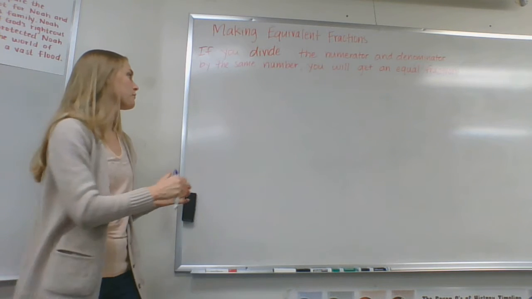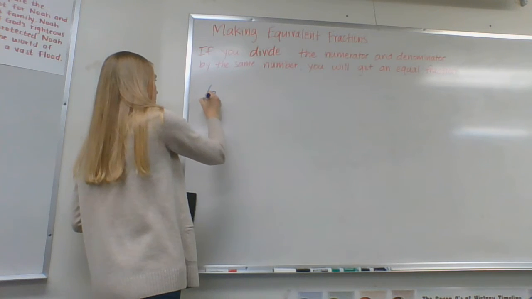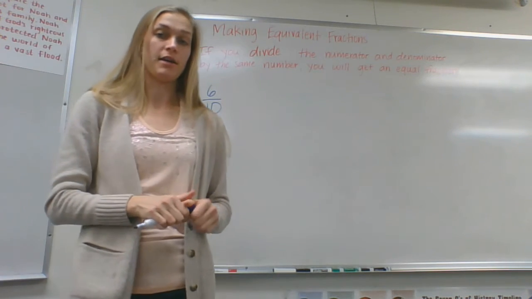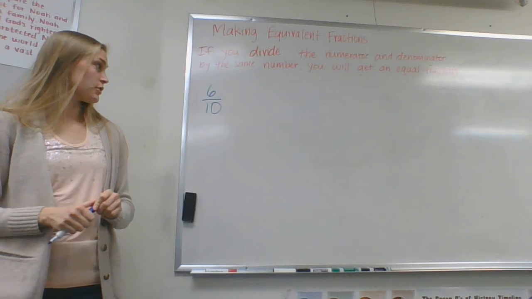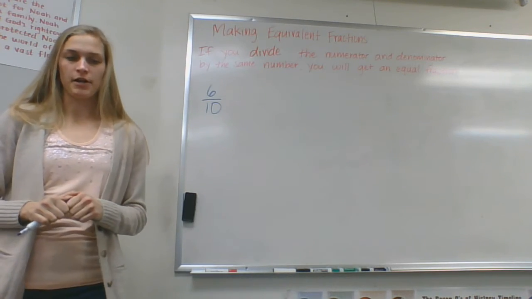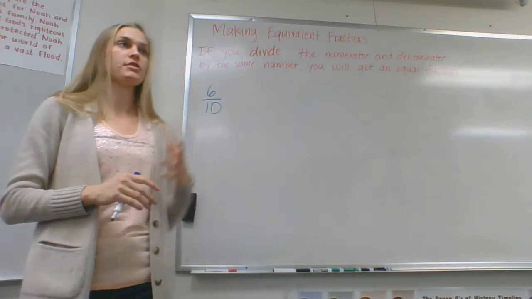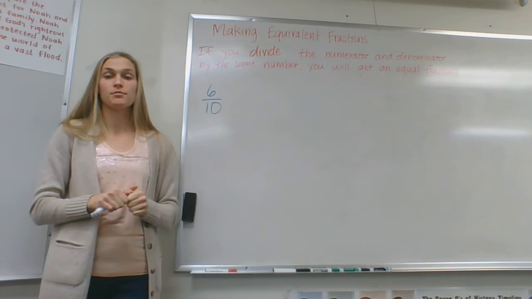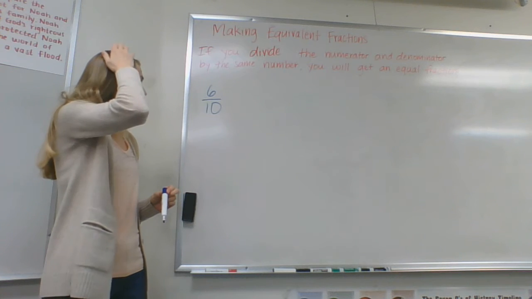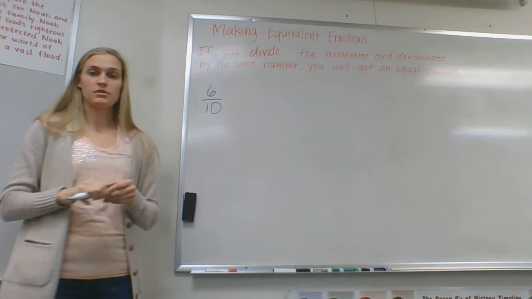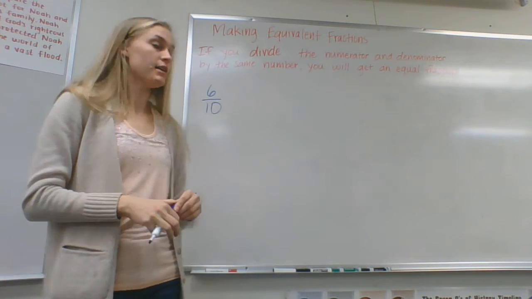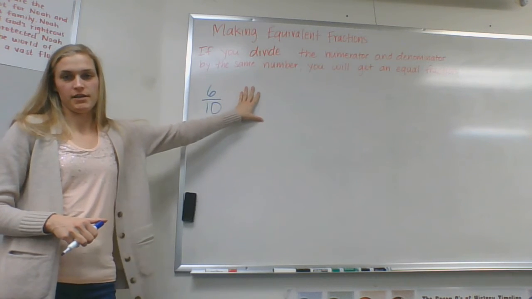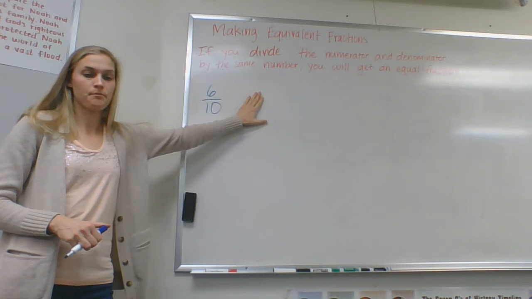Say we have the fraction 6/10. Well, this year I'm going to have you simplify your answers whenever you're writing your answer when we're adding fractions and subtracting fractions and multiplying fractions. You will have to put it in simplest form. So this fraction right here is not in simplest form. So what you will do to get to simplest form is you have to divide the numerator and the denominator by the same number until you can't divide them by the same number anymore.